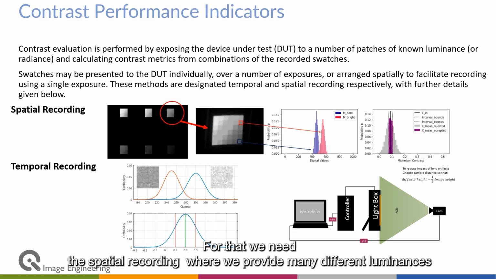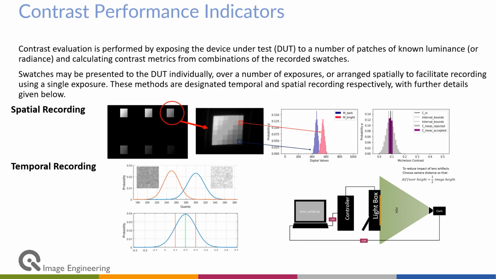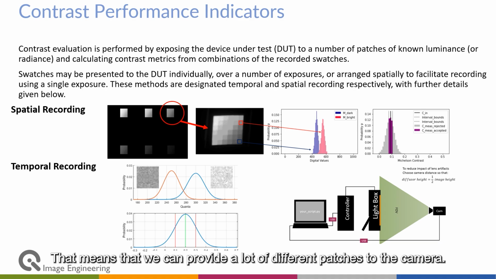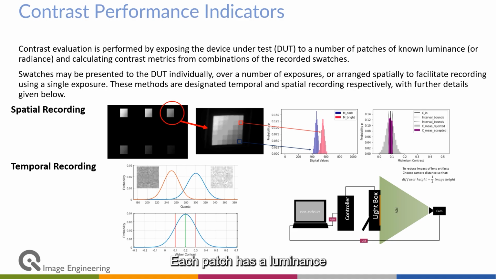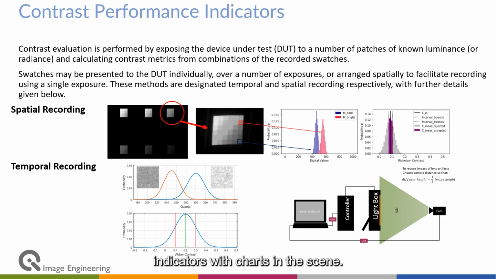For that, we need the spatial recording, where we provide many different luminances or patches to the camera under test in a test environment. That means we can provide a lot of different patches to the camera. Each patch has a luminance, so that forms different luminances, but also different contrasts. With that information, we can derive the contrast performance indicators with charts in the scene. So we pick two patches, they form a certain contrast, they have a certain luminance, and with that we can calculate the CTA or the CSNR.